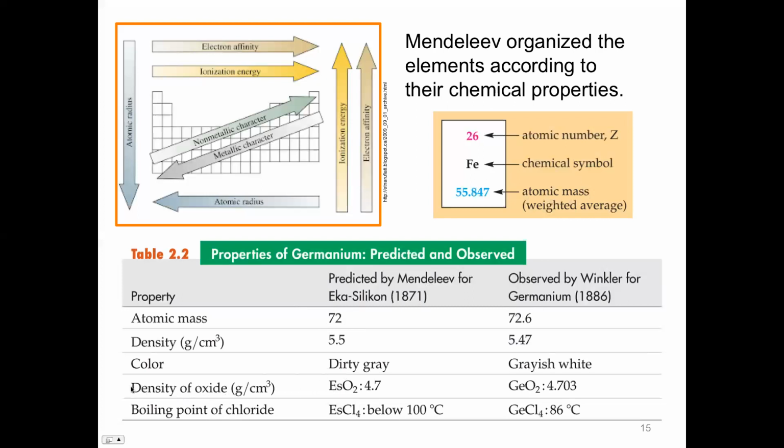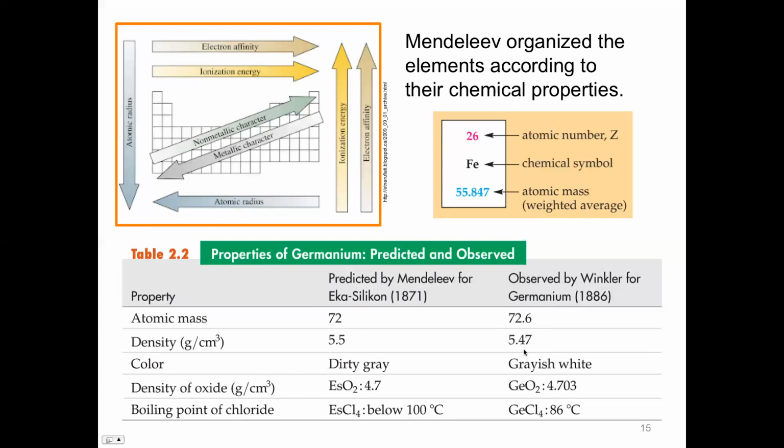And then there would be some sort of an oxide of that element, and he predicted that its density would be 4.7. Okay, so the density of the oxide, and then a chloride, because oxygen and chlorine was what they did there. So the boiling point of the chloride, he estimated it would be below 100 degrees centigrade. All right. So then Winkler actually discovered the actual element, and he found that the atomic mass was 72.6. That's pretty good, right?